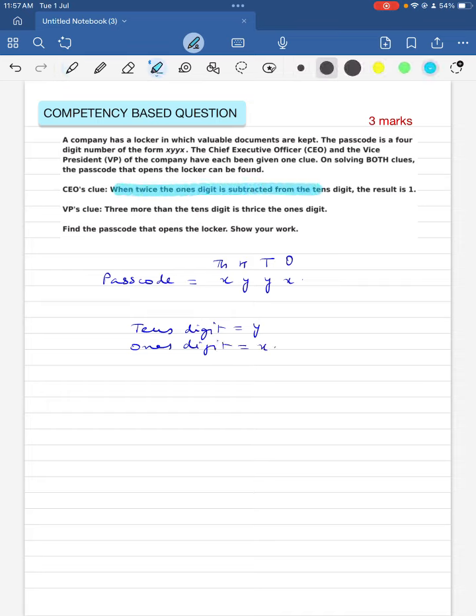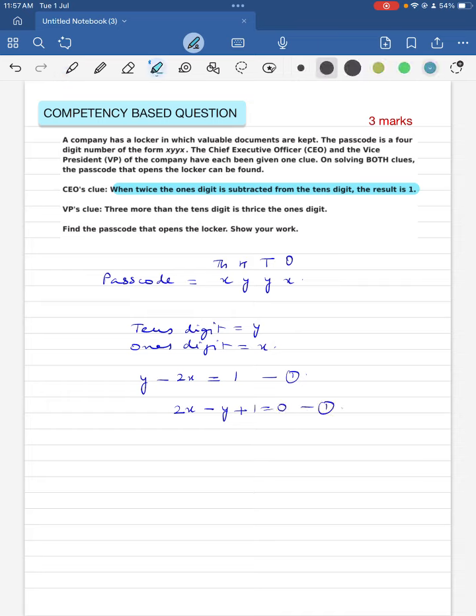When twice the ones digit is subtracted from the tens digit, then the result will be 1. So from the tens digit, twice the ones digit is subtracted and you'll get the result as 1. So this will be your first linear equation. Let me just rearrange this a little bit and I would get 2x minus y plus 1 equal to 0. So that's my first equation.